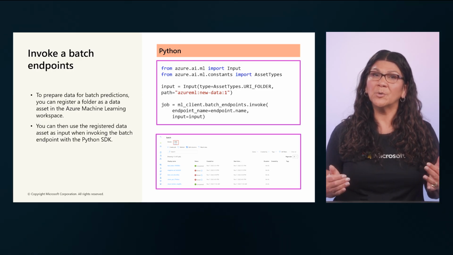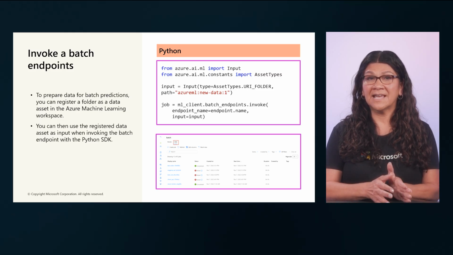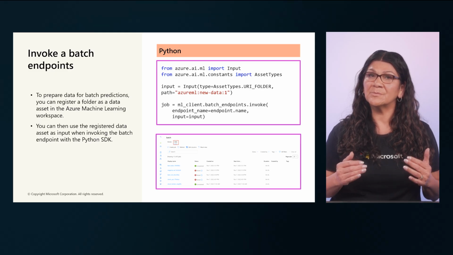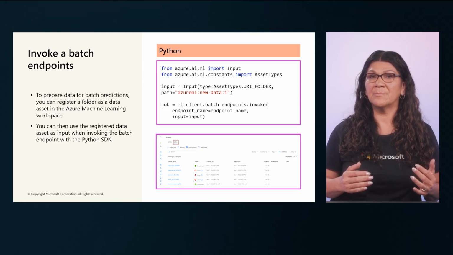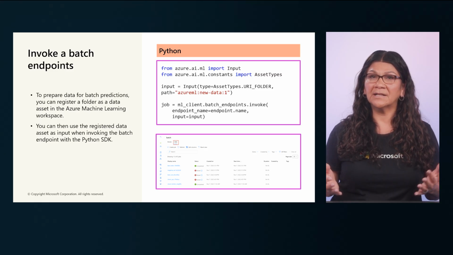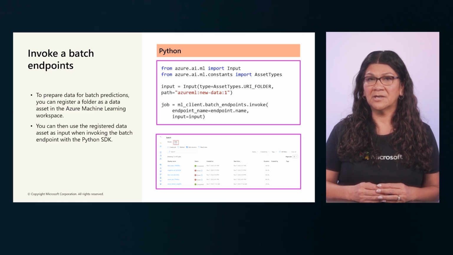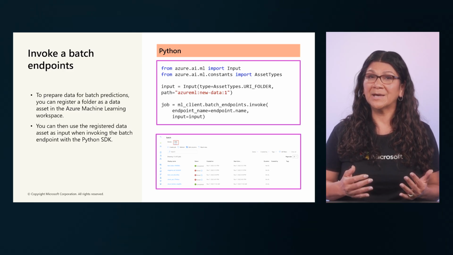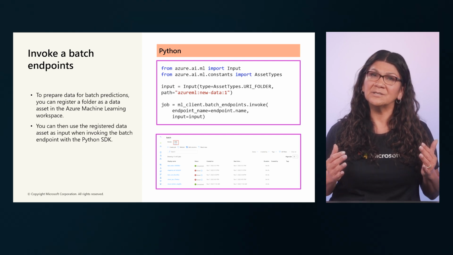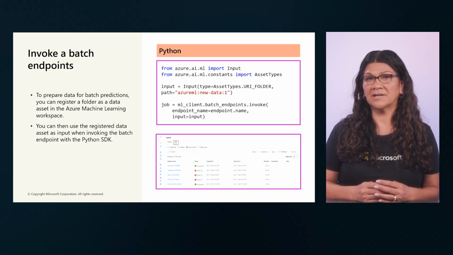It imports Input from the asset types. It defines a data input pointing to a registered folder, and then invokes the batch endpoint with ml_client.batch_endpoints.invoke. Directly beneath, in Azure Machine Learning Studio's Jobs tab, you can see the resulting pipeline jobs and their statuses, highlighting exactly where you can monitor each batch run and track its progress.